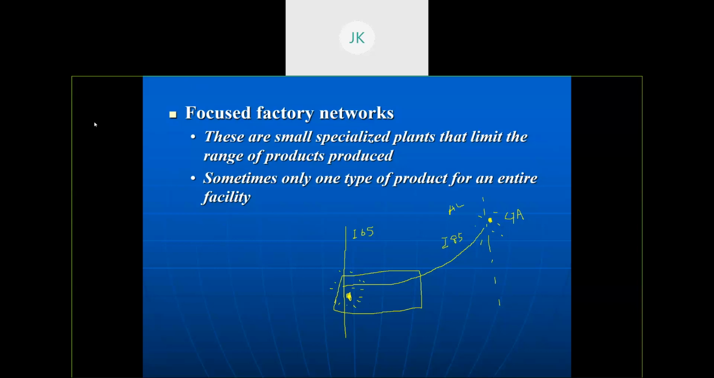That is the focused factory network. Toyota, Hyundai, Kia, Ford, and so on use focused factory networks to reduce delivery time, lead time, and so on. Okay, that is the focused factory network, to reduce unnecessary time.